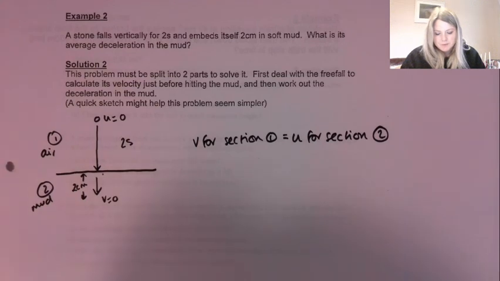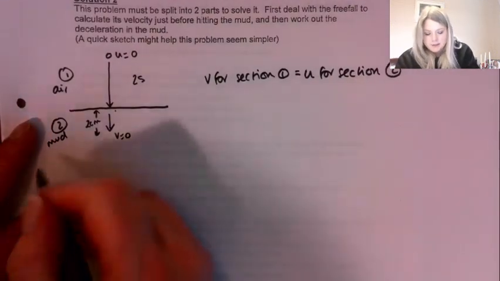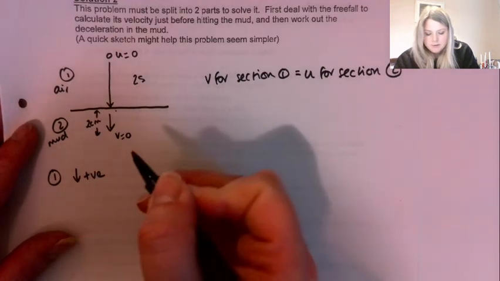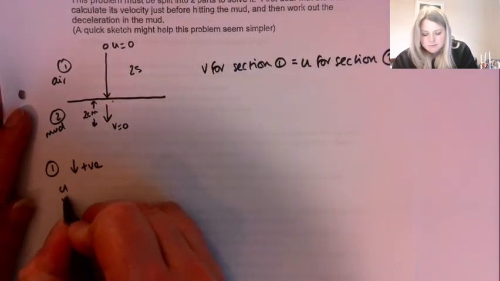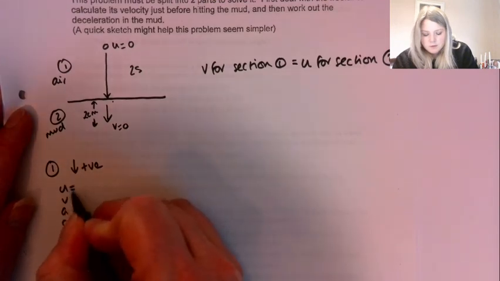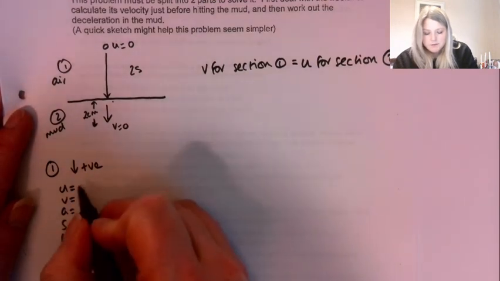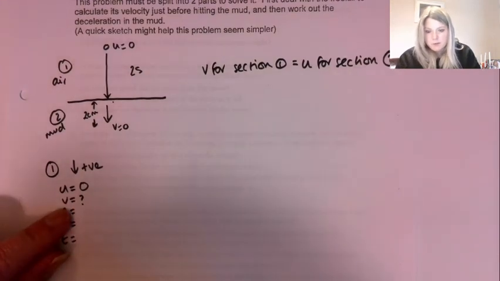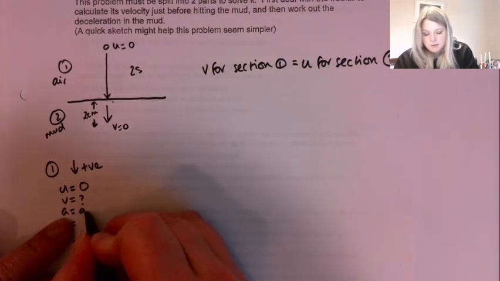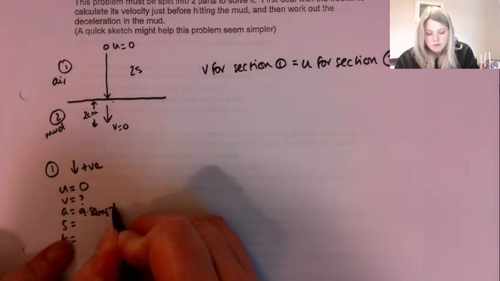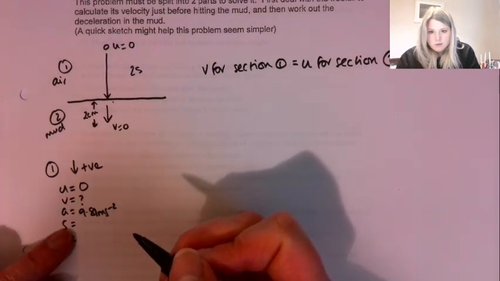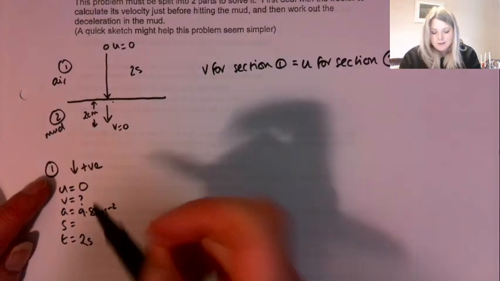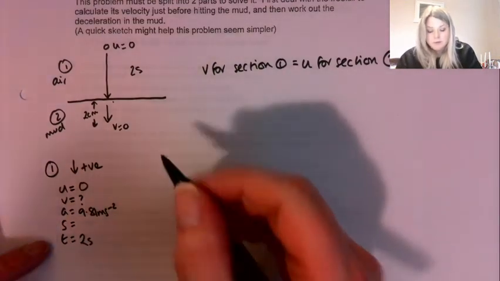So if we look at section 1, in the air, I'm going to take down as being positive, and I'm going to make my UVAS list. So for section 1, the wee bit in the air, U is 0. I'm going to use it to find V, so I'm going to put my question mark there. A is 9.81, because it's due to gravity. We don't know how far it fell, but we do know it was falling for 2 seconds. So we're looking for what links U, V, A and T. V equals U plus AT.